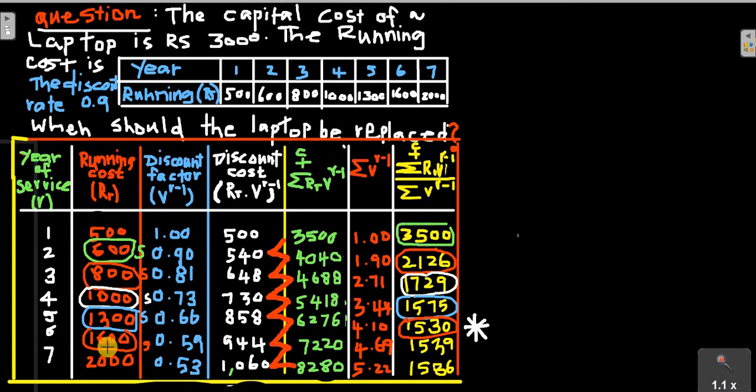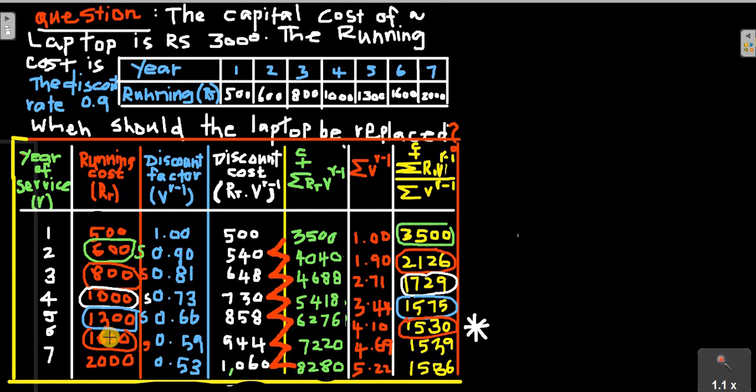Now look at this. The sixth year running cost is greater than the fifth year average cost. Which year's average cost? The fifth year average cost. The sixth year running cost is greater than the fifth year average cost. Okay, this is the place you have to find.